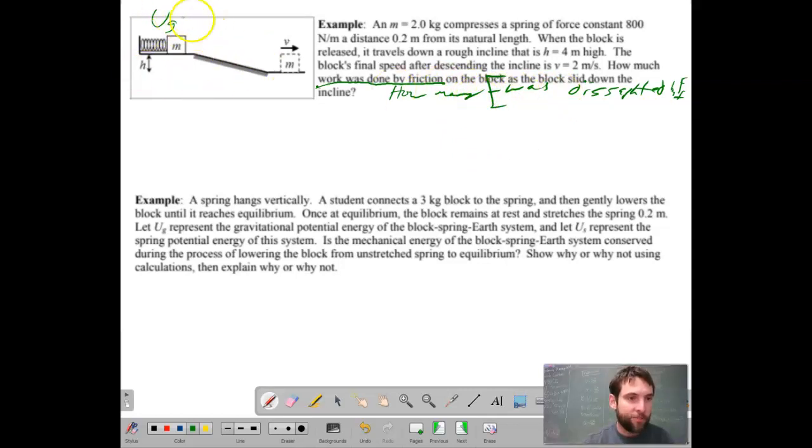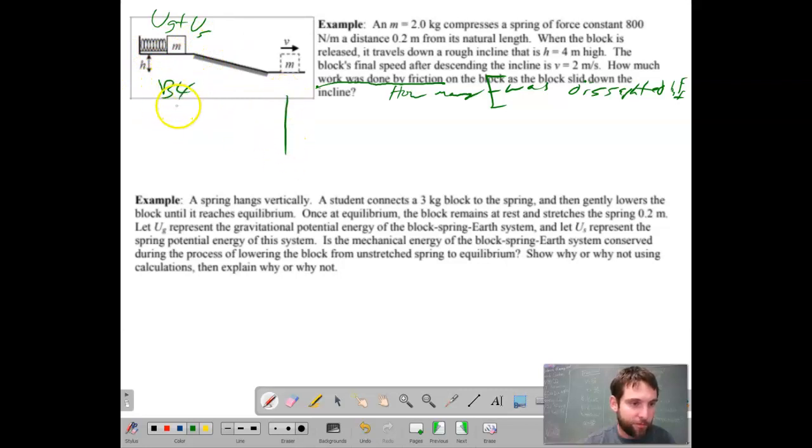So to figure that out, we need to figure out our energy before, our energy after, and then whatever's missing is going to be the energy that was dissipated by friction. Let's check it out. In the beginning, what kind of energies do we have? We have gravitational potential energy for sure because we have a height. We have a spring potential energy because we have a spring and it's compressed. So let's go ahead and figure out our before energy.